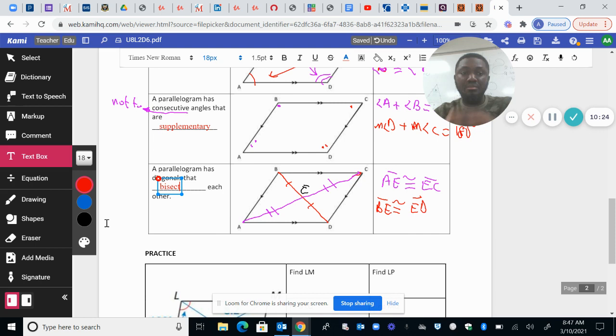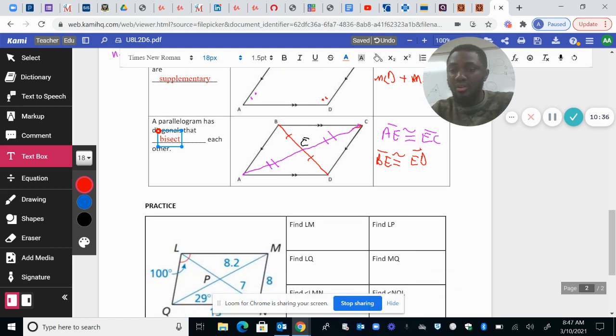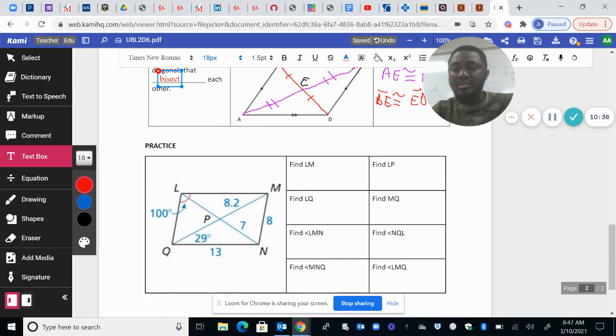So in a parallelogram, the diagonals will always split each other into half. So the diagonals always bisect each other, meaning they split into half. So this is a practice we're going to quickly look at. And we have been told to find LM. LM is this, the upper level here.